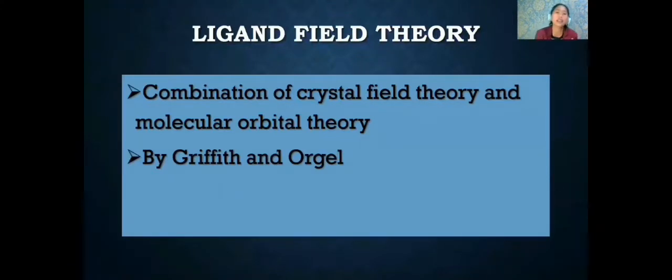So in a more complete approach for the electronic structures of coordination complexes, we now have what we call the ligand field theory. This ligand field theory is a combination of the crystal field theory and molecular orbital theory, which we have tackled during the previous lessons. It was proposed by Griffith and Orgel.